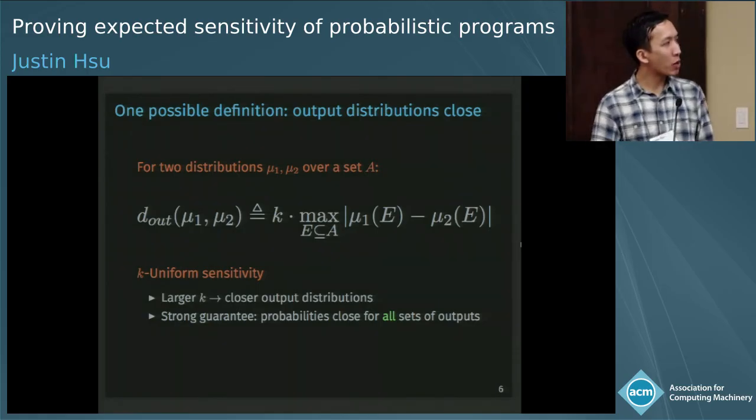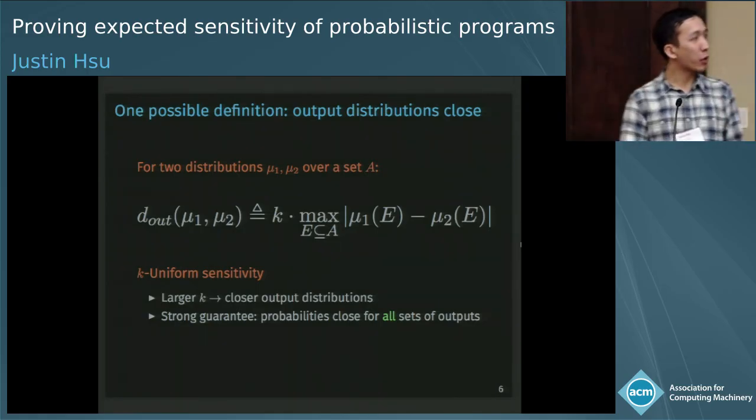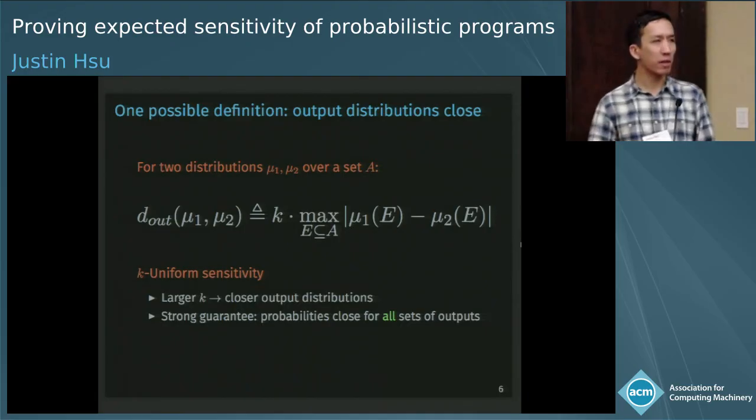And like I said before, it's a strong guarantee in that the probabilities are close for all sets of outputs. For any set of outputs, it must be almost the same probability under the two distributions. There's no averaging or anything going on.